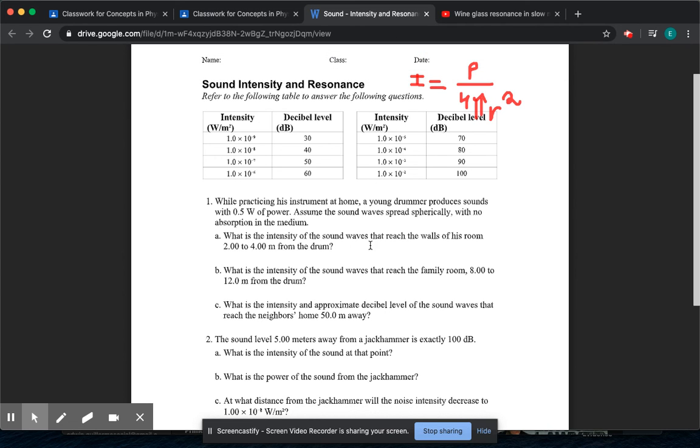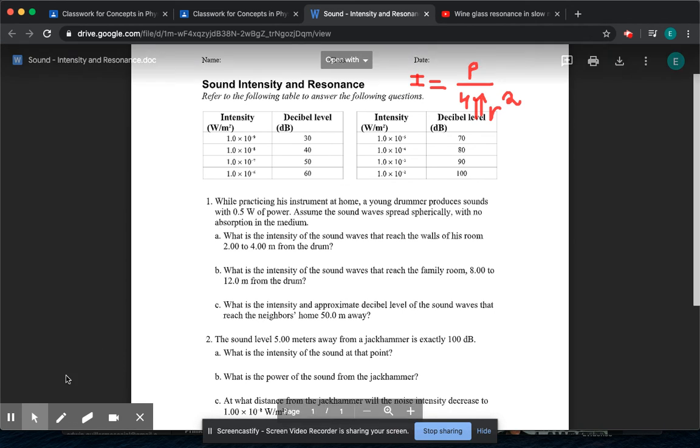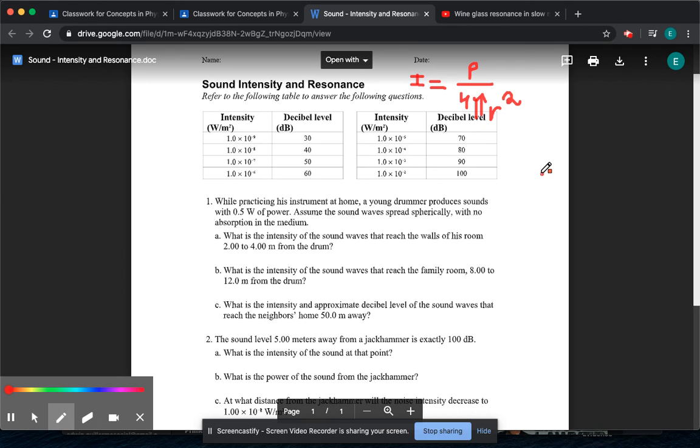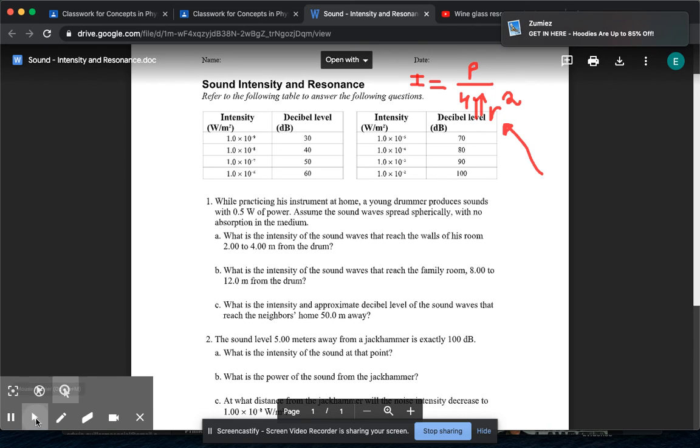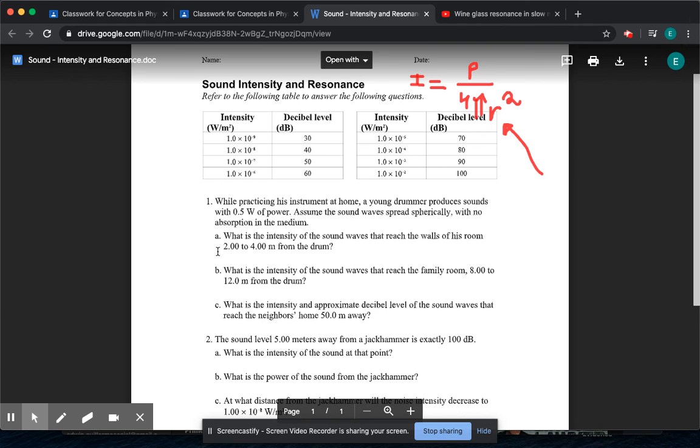It says, what is the intensity of the sound that reached the walls of his room 2 to 4 meters from the drum? So you're going to plug in 0.5 up top, since it's 0.5 watts, and plug in the 2 for the R. Plug that in and you get your number for I. Then you do the same thing, but instead of plugging in a 2, you plug in a 4. That'll give you your range, an intensity from 2 meters to 4 meters.